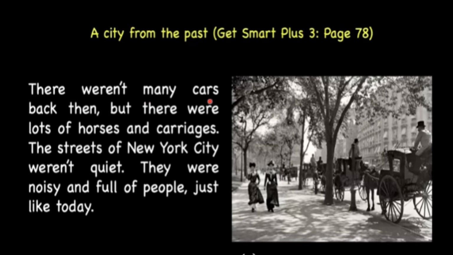There weren't many cars back then. Okay, di sana tidak ada banyak kereta-kereta ketika itu. Back then, ketika itu. But there were lots of horses and carriages. Tetapi di sana ada banyak horses and carriages. So, these are carriages. The streets of New York City weren't quiet. Okay, streets, jalan-jalan di bandar New York tidak senyap. They were noisy and full of people, just like today. Okay, jalan-jalan tu bising dan penuh dengan orang seperti hari ini.